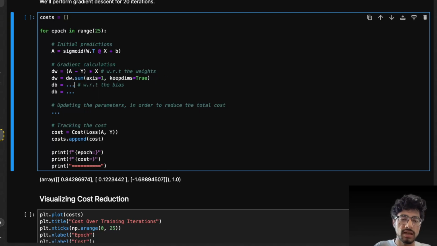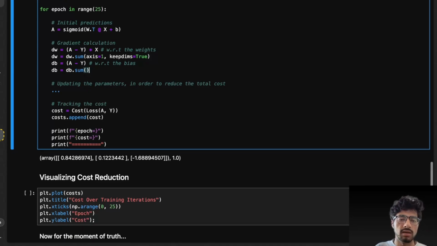And we're gonna do the same thing for bias. The derivative is just A minus Y for the bias. And I believe we can just sum this up. We don't have to keep dims because at the end of the day, the bias is just one single number. So we have the gradients of all our training examples. Now let's update the parameters.